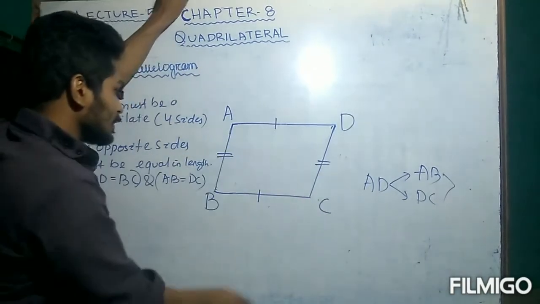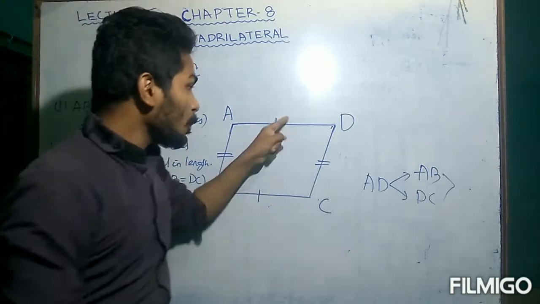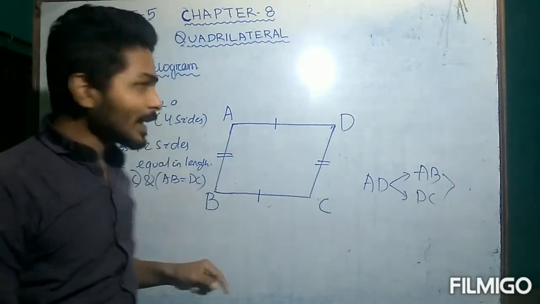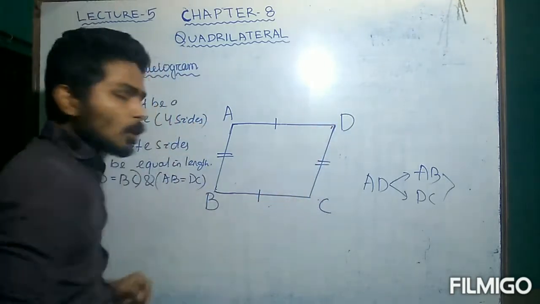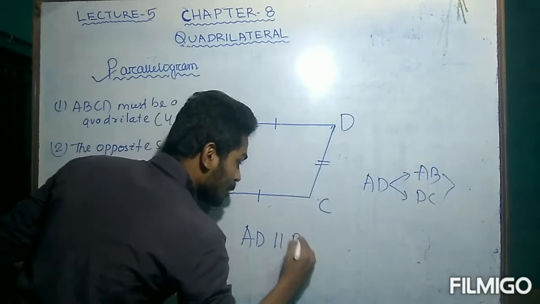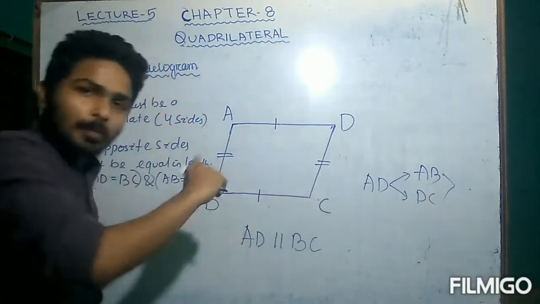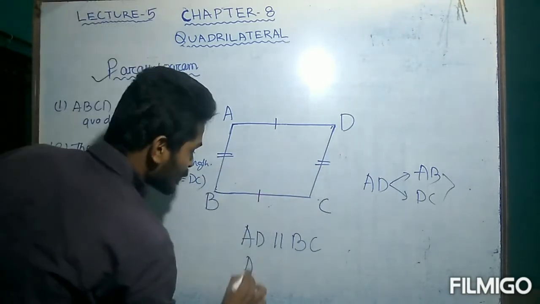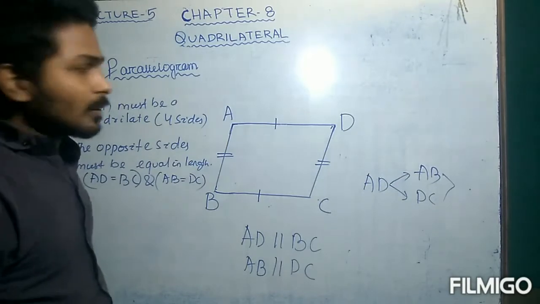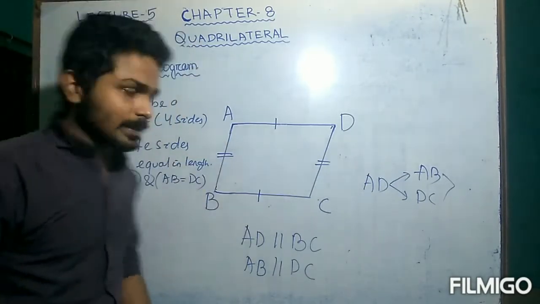Next, moving to the third condition, which is also the most important condition. So what is the third condition? The third condition is that the opposite sides of the quadrilateral must be parallel. Okay, here AD and BC are opposite sides, and these two sides must be parallel. Similarly, AB and DC are also opposite sides. Here also these two opposite sides must be parallel. So this side must be parallel to this side, and this side parallel to this side.